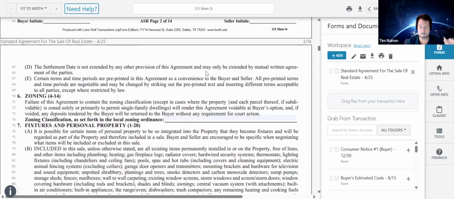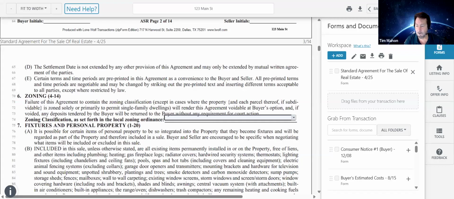Settlement date is not extended except in writing. Certain terms are pre-printed in the agreement for convenience, but all those terms can be negotiated. Zoning, you need to fill out how it's zoned. Once again, go back to one of the forms I told you to have in front of you. You go back to the tax record and you fill out the zoning information. Tax record will have all kinds of things. It's usually on the second or third page of the tax record, depending on which county you're pulling up. And it'll all have some kind of a code that none of us understand, but we use that.